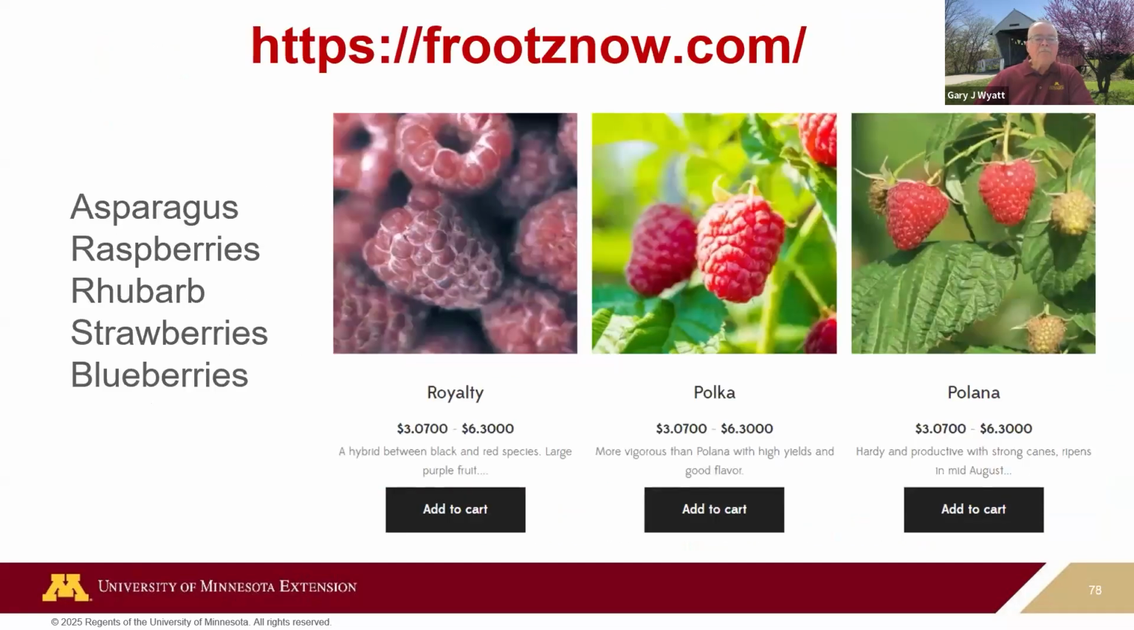This is a fruit company that I found to be fairly useful. It used to be called, I think, Ag Enterprises or something, but asparagus, raspberries, rhubarb, strawberries, blueberries, and fruits. Fruits Now is the name of the company.